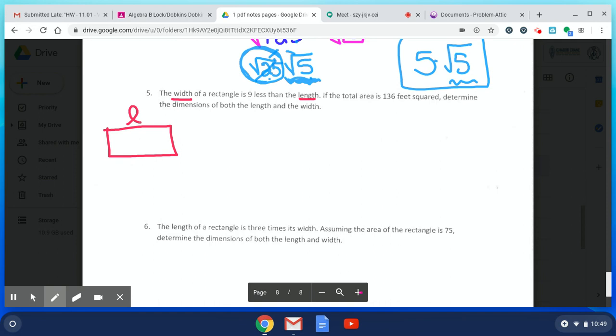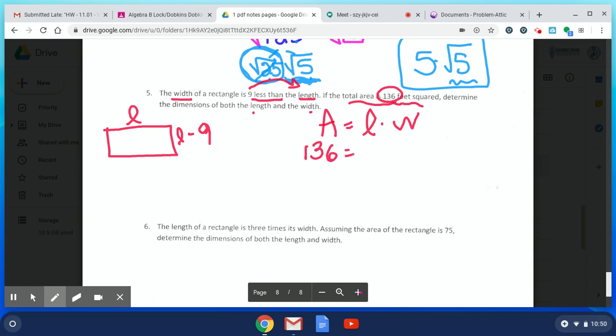And 9 less than that, less than is one of our turnaround words. So it's going to be L minus 9. I'm writing it correctly and saying it wrong. Sorry about that. Length minus 9 is going to be representing the width there. If the total area is 136 feet squared, we're going to substitute into our area formula to find the length and the width. So if area equals length times width, this 136 feet squared is the A value.